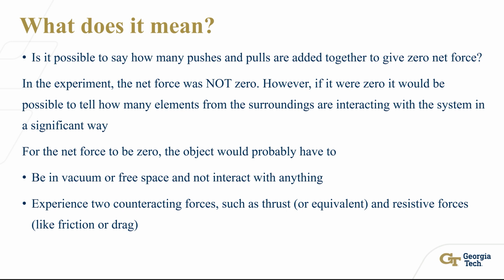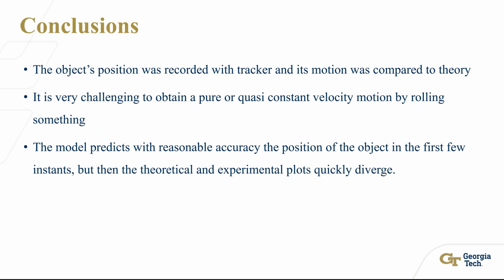The main takeaways of the experiment are that the object's position was recorded with Tracker and its motion was compared to the theoretical model. It is very challenging to obtain a pure or quasi-constant velocity motion by rolling something on the ground. And the model predicts with reasonable accuracy the position of the object in the first few instances, but then the theoretical and experimental plots quickly diverge.